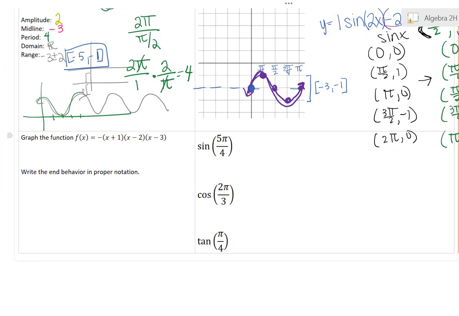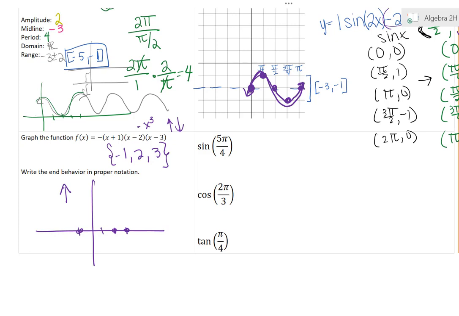Graph the function. Great. Okay, let's get this done. We know that we have solutions at negative 1, 2, and 3. We also know that this negative is going to flip our end behavior. Your degree is x to the 1, 2, 3. So if I multiply that all out, I get negative x cubed, which means that my end behavior is up, down. So I'm just going to draw an up here, a down here.